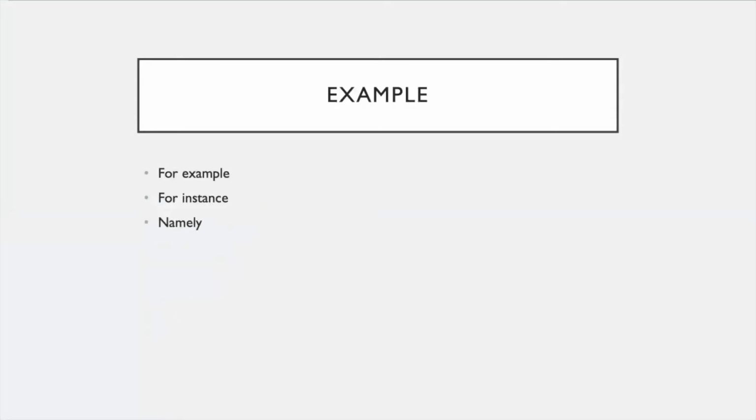Next, we have our transition words that are introducing some type of example to a previous point made in the previous sentence. So these types of transition words include, for example, for instance, and namely.